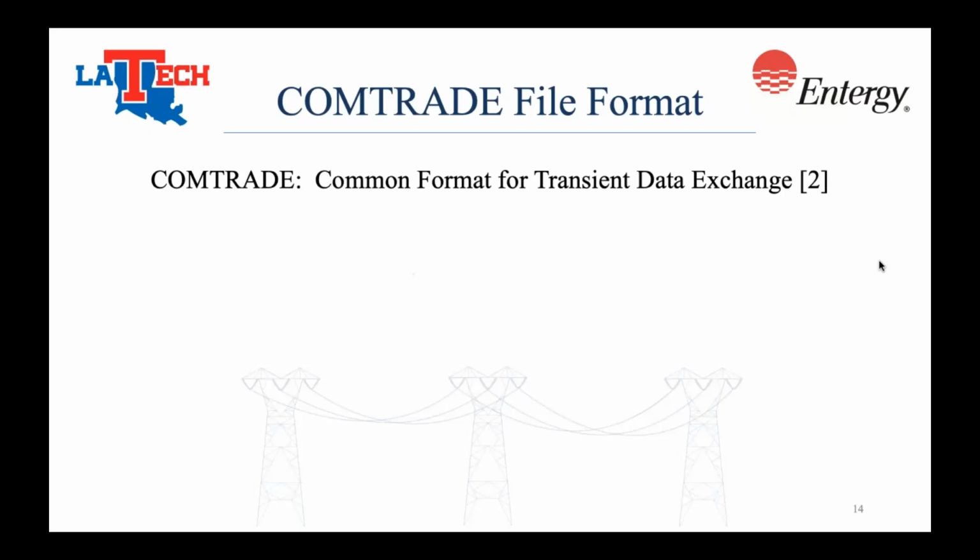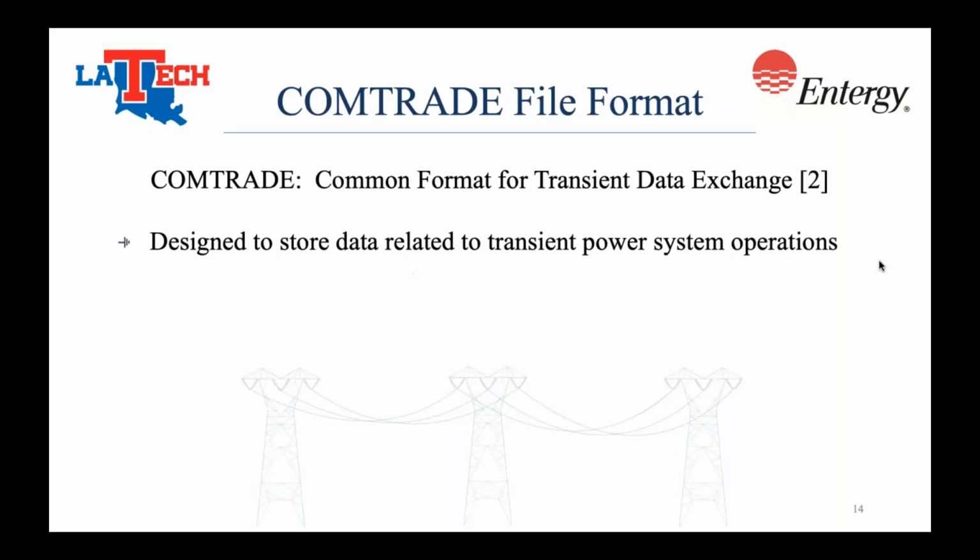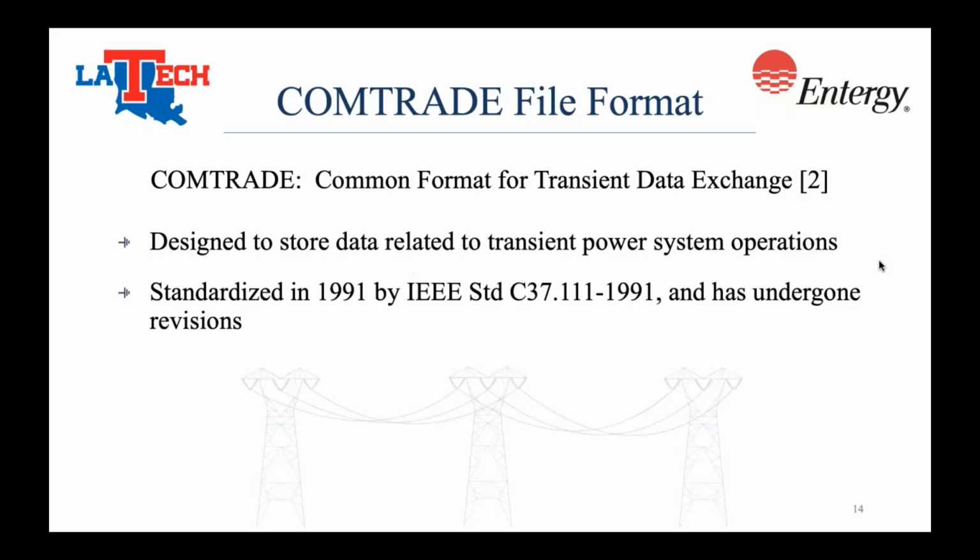Comtrade is short for Common Format for Transient Data Exchange. These files are designed to store data related to transient power system operations. The file type was standardized in 1999 by the IEEE, and there have been several revisions since. For this application, we recommend the 2013 IEEE format.